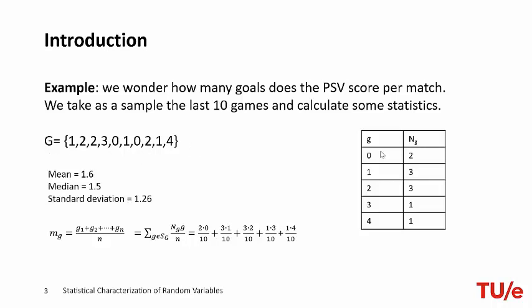Another way to look at this is to tabulate the number of goals and the number of times that the PSV has scored that number of goals in the last 10 games. For example, here 0 happened twice, in the 5th game and in the 7th game. When we calculate the statistics, we see that the average, the mean, is 1.6, the median is 1.5, and the standard deviation is 1.26. To calculate the mean, we can simply sum all these values and divide by the number of matches, or we can also do a weighted average based on this table.